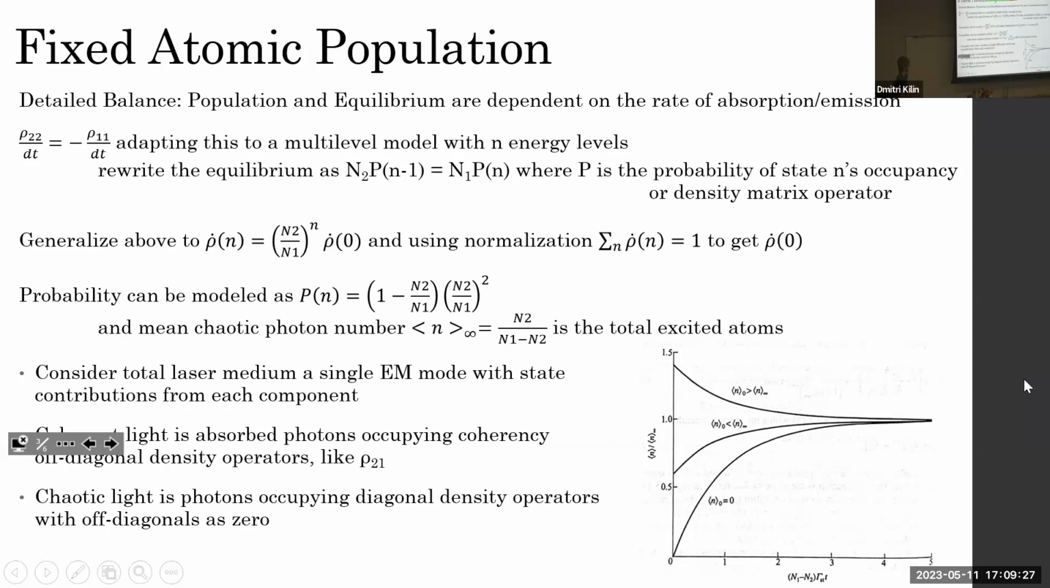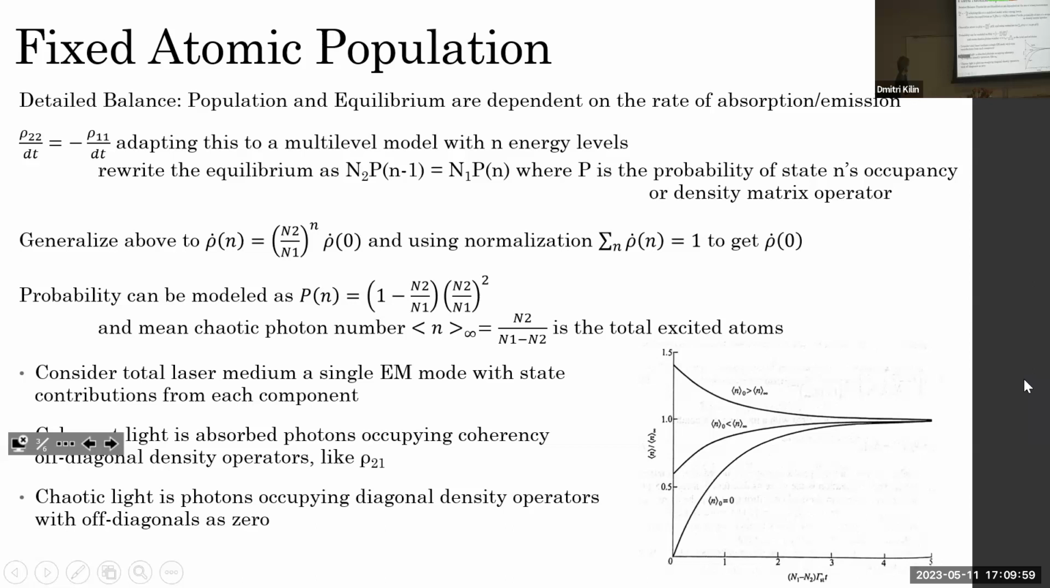And we have this function where P is the probability of a state n's occupancy. So n is just a quantum number corresponding to our states. And since P is the probability, we can also liken it to the density matrix operator, and get N2 and N1. N1 is the ground state population. N2 is any excited state population, so it can be the first excited state or higher. When we generalize it, N2 will represent all of the excited electrons or excited atoms.